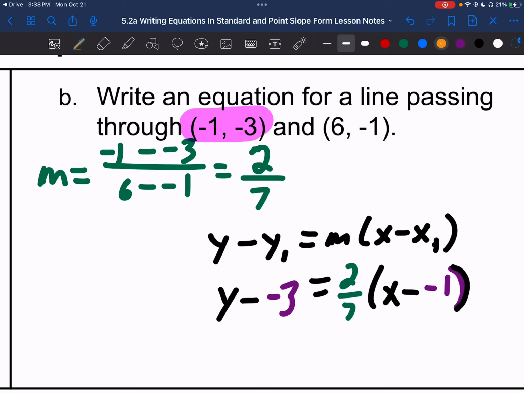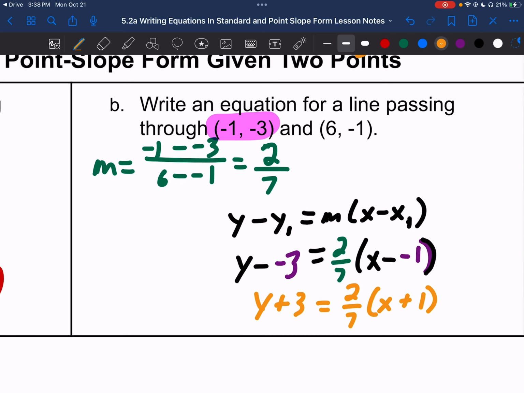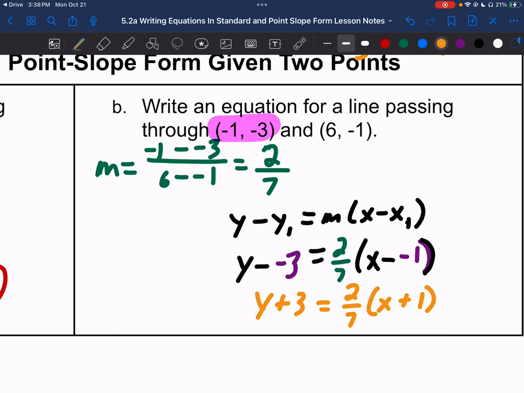And when we clean it up to get rid of the double negatives, it's y plus 3 is equal to 2/7 x plus 1. There is a secondary solution or an alternate way of writing it. If you had chosen the second ordered pair to use, it'd be y plus 1 is equal to 2/7 times the quantity, x minus 6.